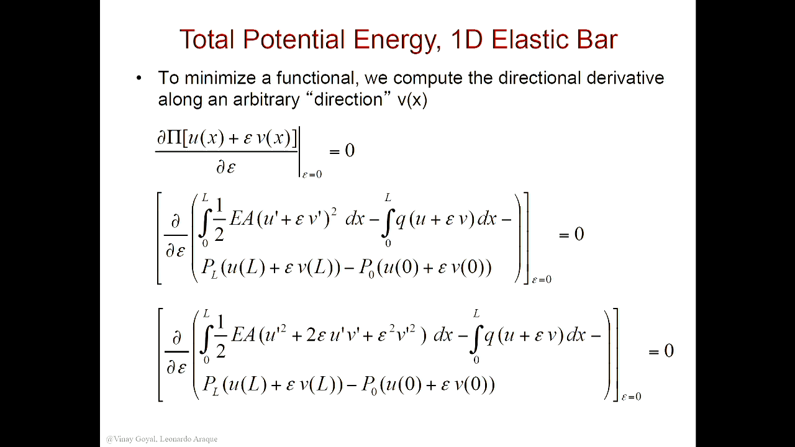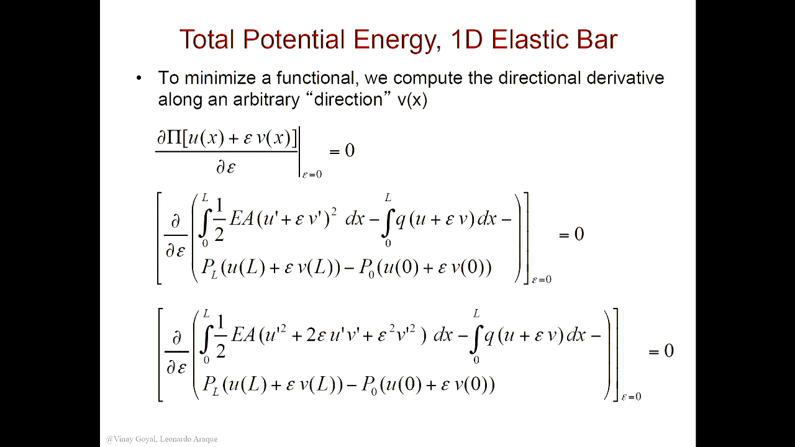What is the derivative of this quantity with respect to epsilon? 2, very good, 2 epsilon v prime squared. So all we're doing is taking derivatives with respect to epsilon. If a term doesn't have epsilon, it goes to 0, right? So what is the derivative of u with respect to epsilon? 0. Okay. What is the derivative of epsilon v with respect to epsilon?